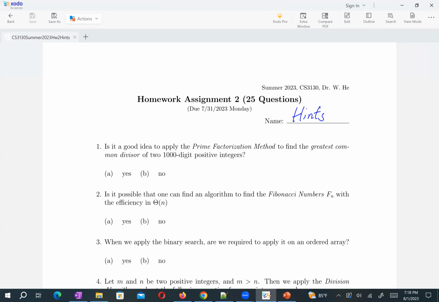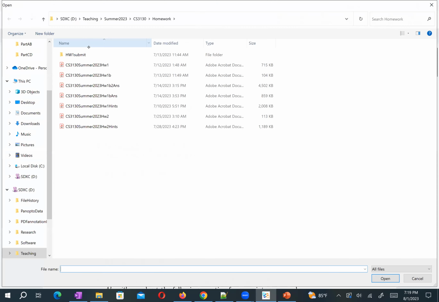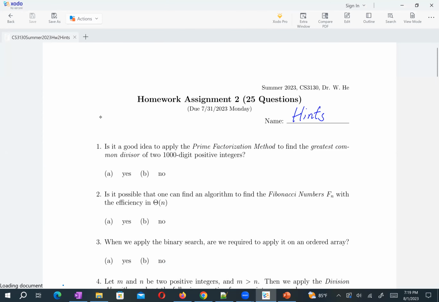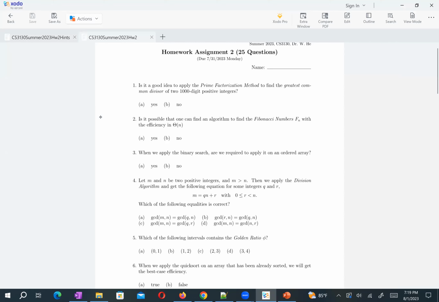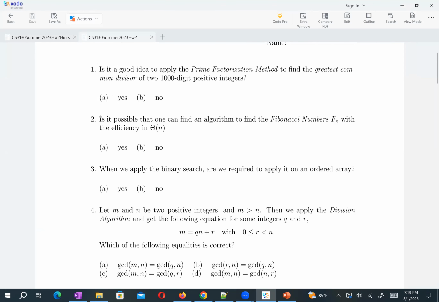Oh, I found a problem. I need to connect my power adapter. It quickly runs out of power. Let me connect it first. All right, so this one, and let me open a new file. Homework number 2.